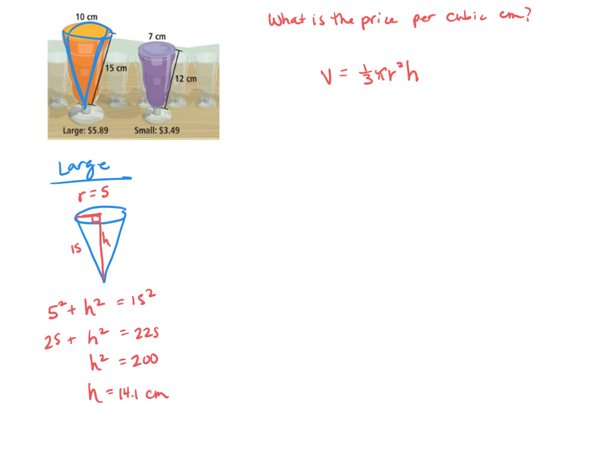Volume of the large cone is 1/3 times the area of the base, which is pi r squared. Pi times our radius, 5 squared, times the height of the cone, which is 14.1. We multiply that out and we get a volume of 369.1 centimeters cubed. So that's the volume of the large cone. All right, so let's do the same idea. Now let's find the volume of the small cone.